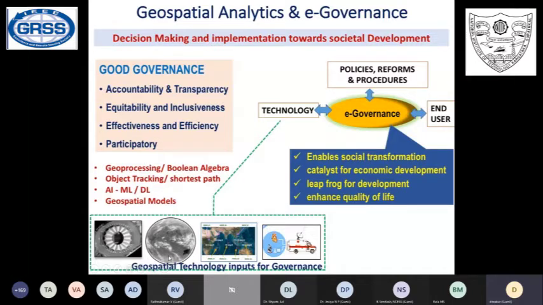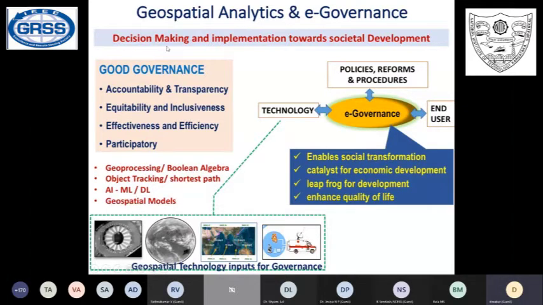In addition to that, a whole lot of applications come into the picture. When we look at today, we talk about governance a lot, and space data and imaging play a very big role in governance. Like accountability and transparency can be analyzed from space data. We can bring in equitability and inclusiveness when we look at all types of processes that are happening on the ground that could be seen from space, and how effectively and efficiently we can manage this from space, and how participatory it can be.